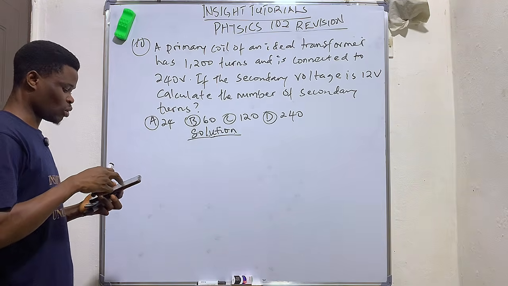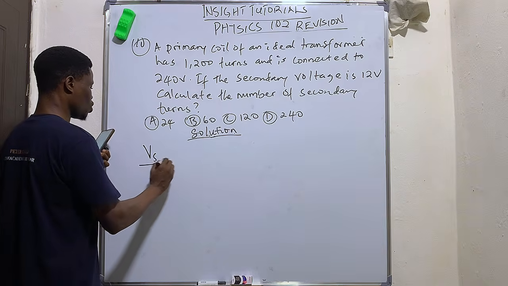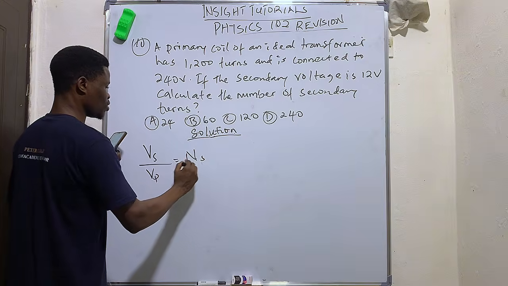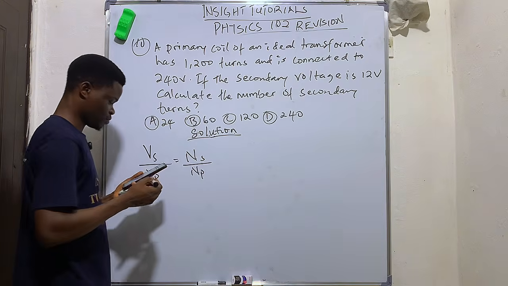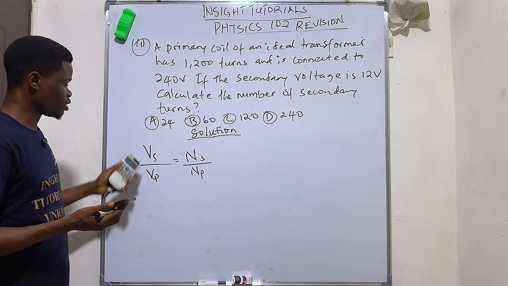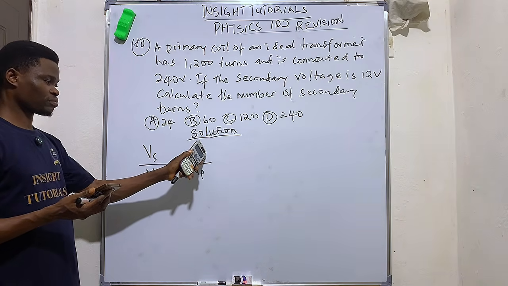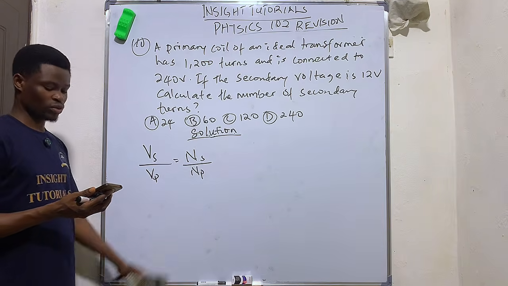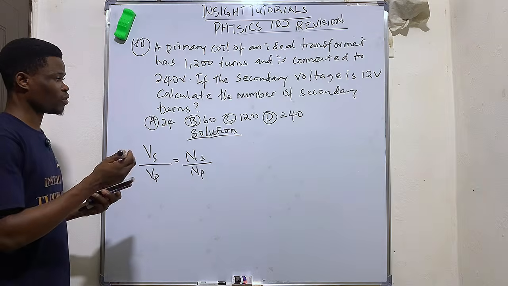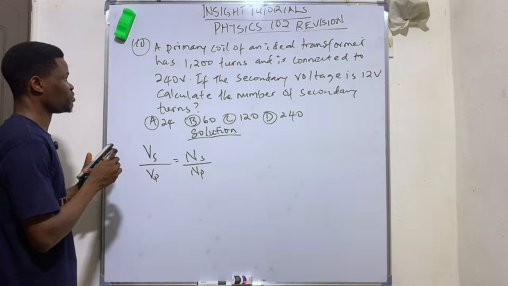Now, the general formula we're going to use in solving this is Vs over Vp equals Ns over Np. Now, what does this mean? Vs is the voltage of the secondary coil, Vp is the voltage of the primary coil, Ns is the number of turns of the secondary coil, and Np is the number of turns of the primary coil.